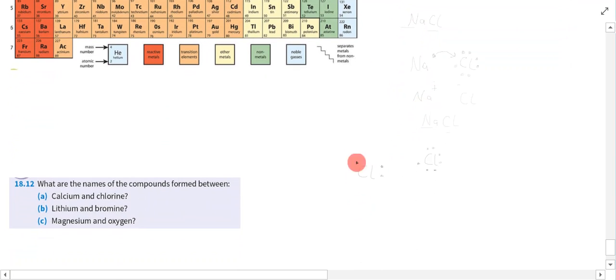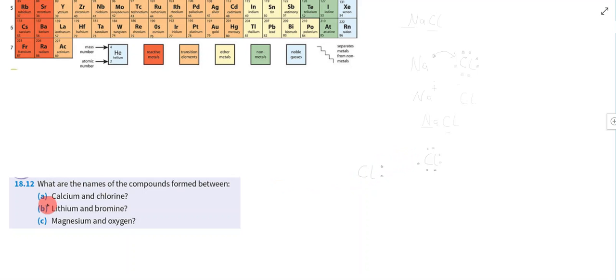Now what we want to think about here is that calcium's quickest way to become stable is to lose these 2 electrons out here. And chlorine wants to gain 1 electron in order to be stable. Now, in order for calcium to be able to lose these 2 electrons, it has to give them to an atom that's able to take the electrons.